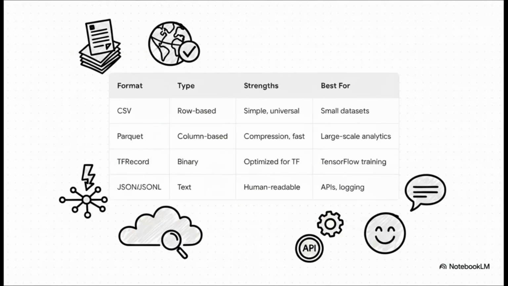So, how do you choose? Well, think of this table as your cheat sheet. CSV is simple and everyone can use it, so it's perfect for small files. But for huge analytics in a data lake, Parquet's speed makes it the clear winner. If you're deep in the TensorFlow world, TFRecord is optimized just for you. And JSON is awesome because it's human readable and super flexible, especially with APIs.